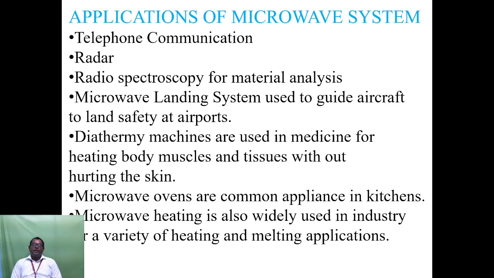Some of the major applications of the microwave system are telephone communication, radar, radio spectroscopy for material analysis, and the microwave landing system used to guide aircraft to land safely at the airport. Diathermy machines are used in medicine for heating body muscles and tissues without hurting the skin. Microwave ovens are a common appliance in the kitchen. Microwave heating is also widely used in industry for a variety of heating and melting applications. So these are some of the applications of microwave systems.